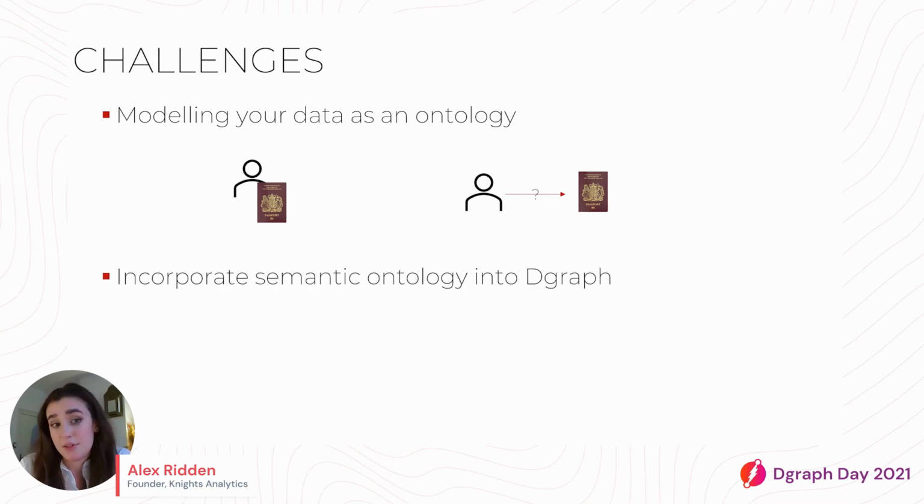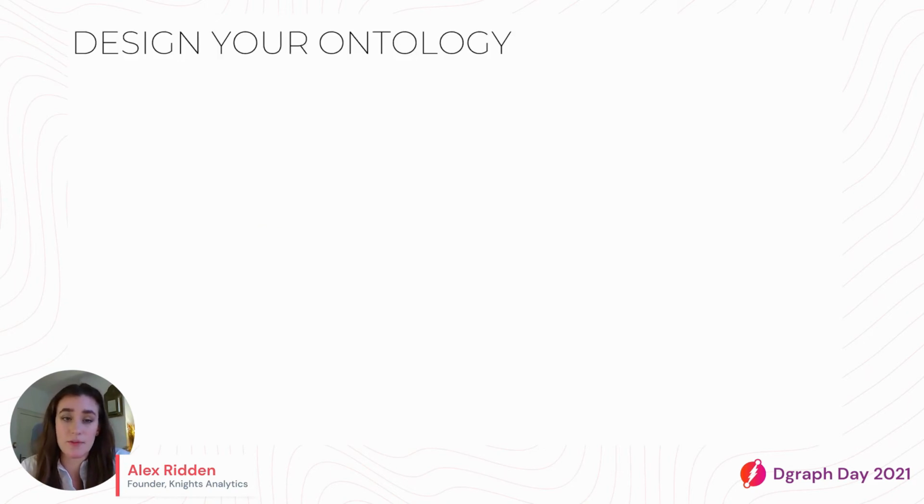And then I also want to talk a little bit about how you can incorporate semantic ontologies into Dgraph, more specifically about semantic reasoning and logic and rules. So when you're defining and designing your ontology, there are a number of steps that I think are important to outline and consider. The first one is, of course, answering a business question, or at least understanding what applications you want to use your graph for.